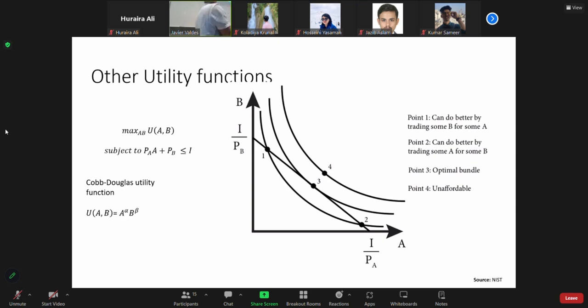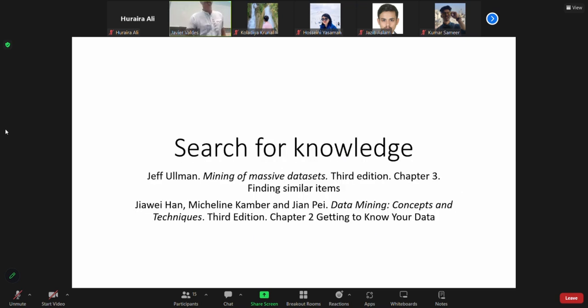This is what we call, for example, the Cobb-Douglas utility function, which is equal to A alpha. So, and there are many more. Questions? So how do you define utility functions? It is interesting for the search for knowledge.